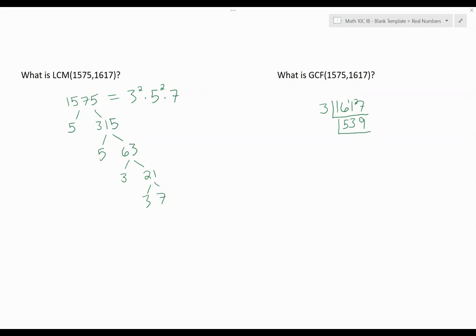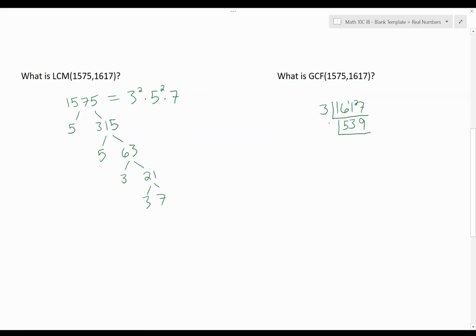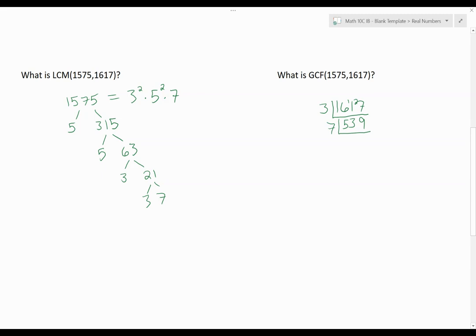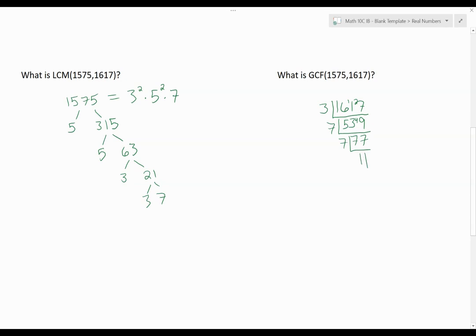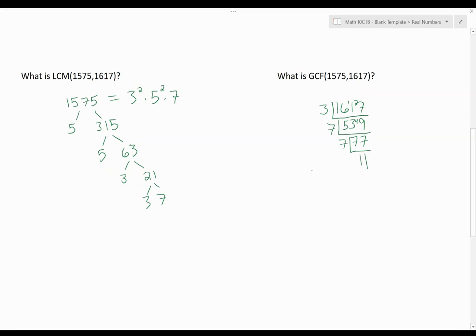I am going to try dividing by 7 just to see. So 53 divided by 7 would be 7 with a remainder of 4. That gives me 49. 49 divided by 7 is 7. And I can see that 77 is 7 times 11. So in this case, 1617 is 3 times 7 squared times 11.